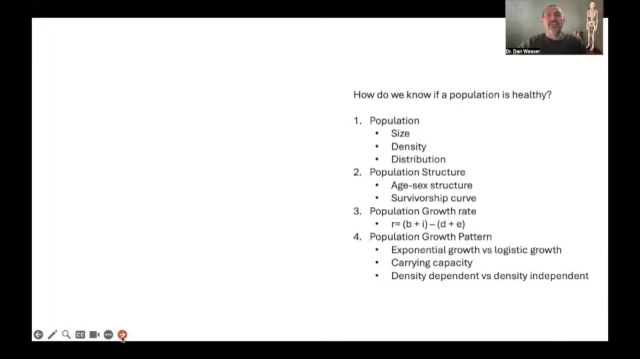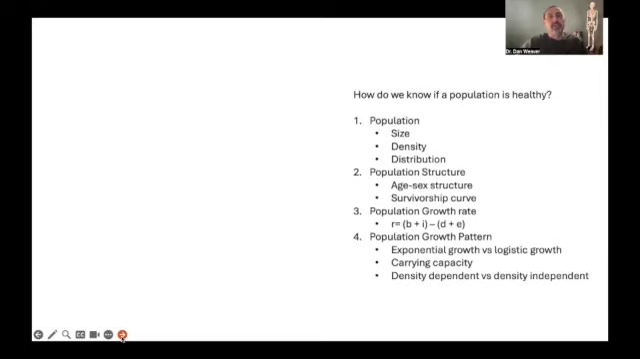We also need to consider the distribution of that population. In other words, if we're looking at the population in a county, but all of the living things are in one bottom left corner, that's the distribution of that population. Another thing we need to consider is the structure of the population. That is the age and sex ratios. In other words, is every organism in that population young? Is it old? Is it pretty evenly distributed? Are they mostly male? Are they mostly female? Or is it 50-50?